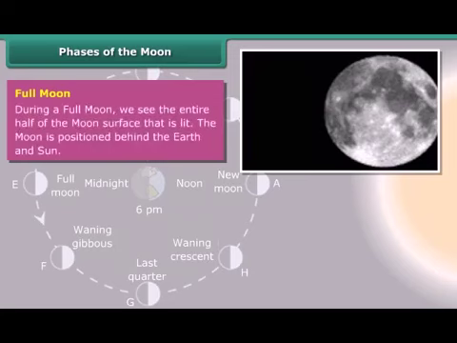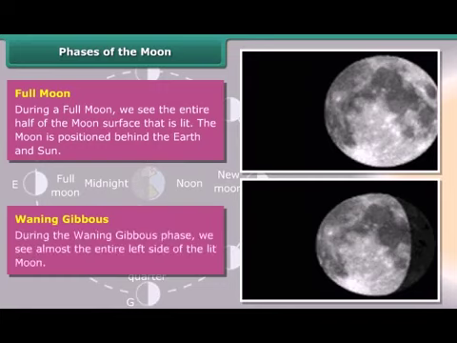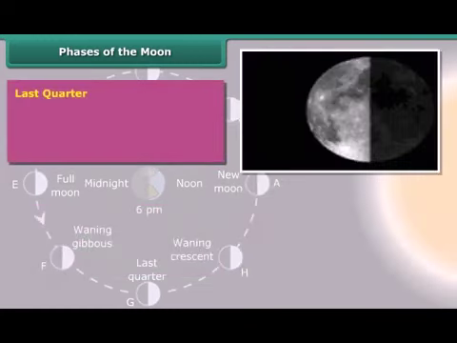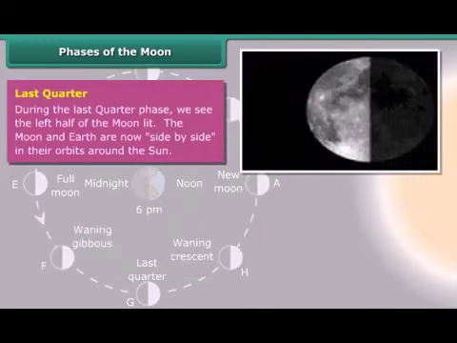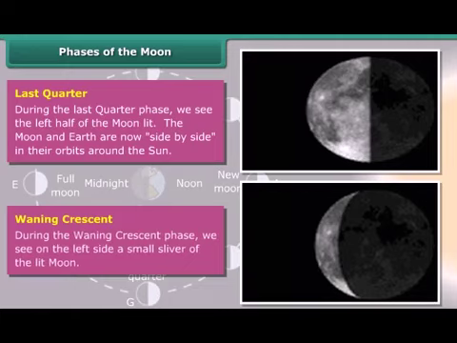Full moon. During a full moon, we see the entire half of the moon's surface that is lit. The moon is positioned behind the earth and the sun. Waning gibbous. During the waning gibbous phase, we see almost the entire left side of the lit moon. Last quarter. During the last quarter phase, we see the left half of the moon lit. The moon and earth are now side by side in their orbits around the sun. Waning crescent. During the waning crescent phase, we see on the left side a small sliver of the lit moon.